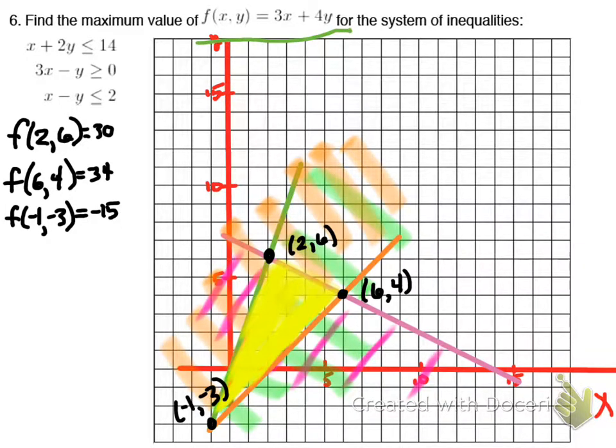Okay. So when I put the point 2, 6 in, I get out 30. So 2 goes in for x, 6 goes in for y, it gives me 30. F of 6, 4 is 34, and f of -1, -3 is -15. So my maximum value then is 34. So I would go ahead and say that we have a max of 34 at 6, 4. Okay, there we go.